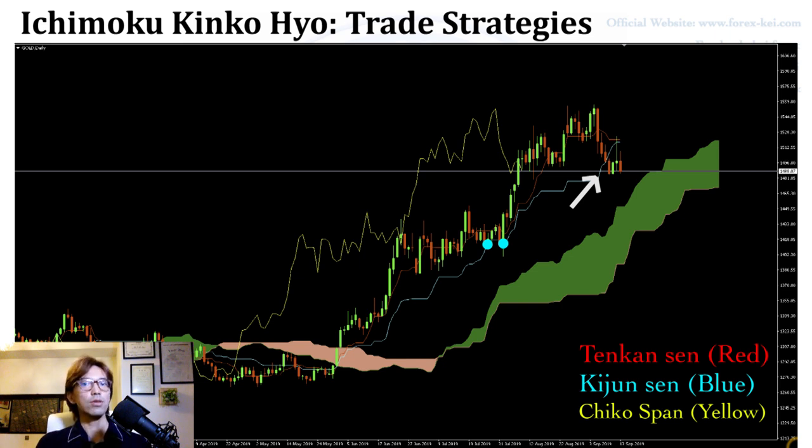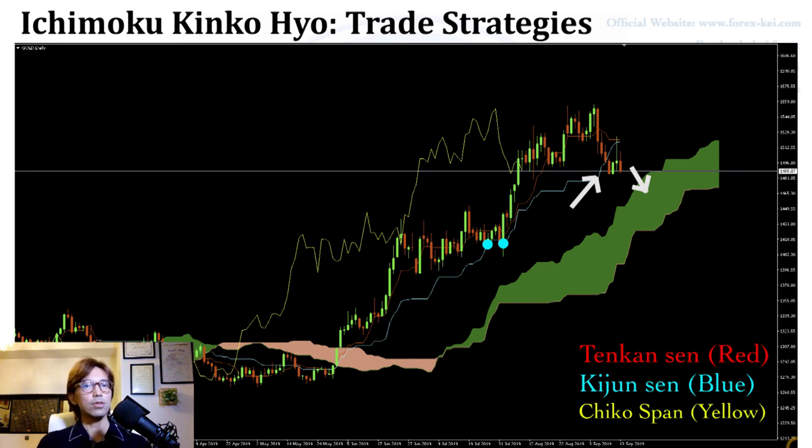And when the price goes into Kumo, like when it breaks the Senko Span 1 downwards, that's when the price goes into the storm, so the market can be unstable. Maybe the price goes way down to Senko Span 2, like we saw earlier on the other chart, or it could be in a range with some volatility.